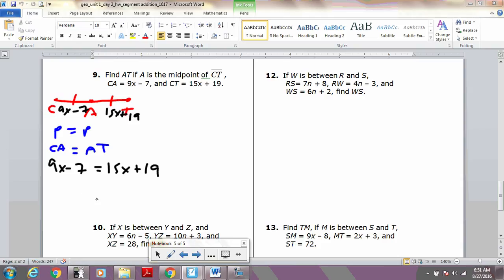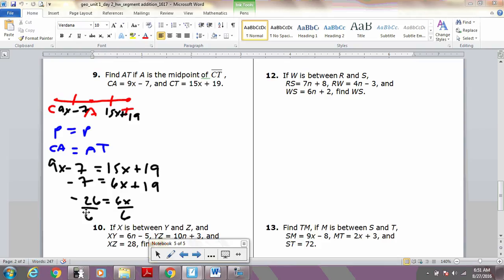And solve for x by subtracting 9x first, which will leave you with negative 7 is equal to 6x plus 19. Then I would subtract 19 from both sides, which would give you a negative 26 is equal to 6x. And then divide both sides by 6.